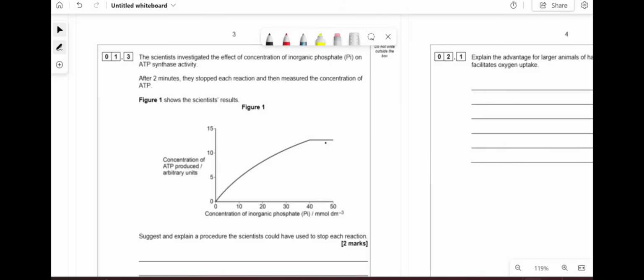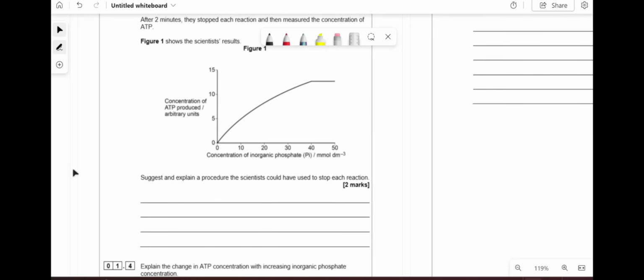So if the line is horizontal, that means no more is being made. No more is being made because you can see this is a concentration and it's not going any higher on this axis. So don't memorize the shapes of the graphs because that never works. Look at what's actually going on.